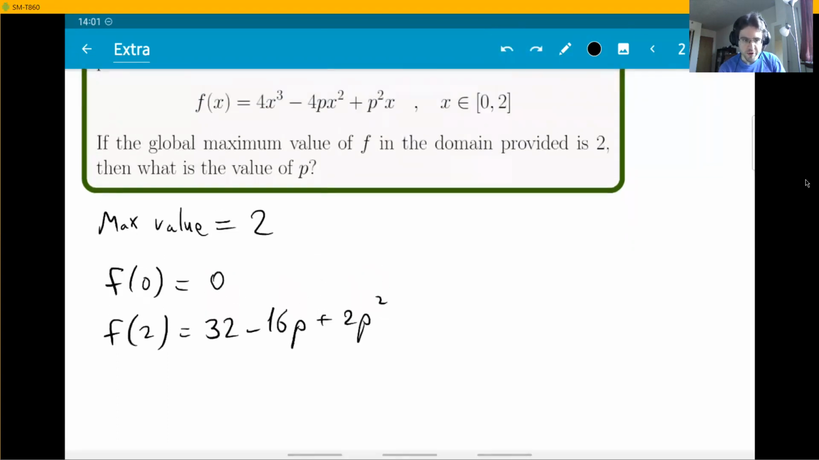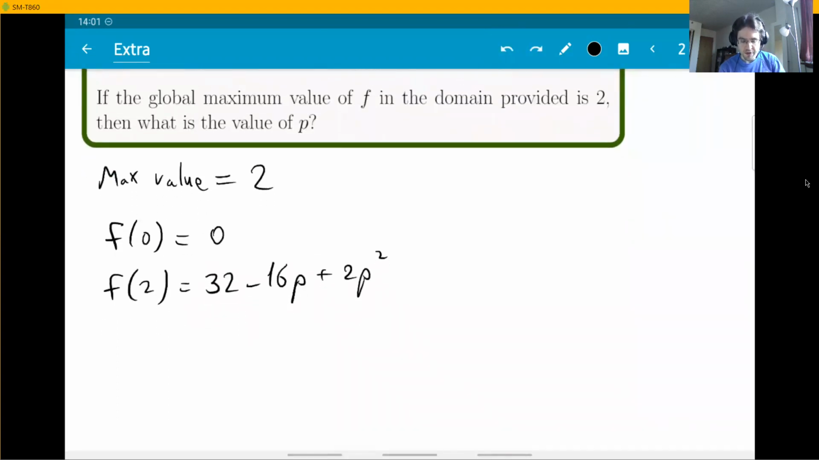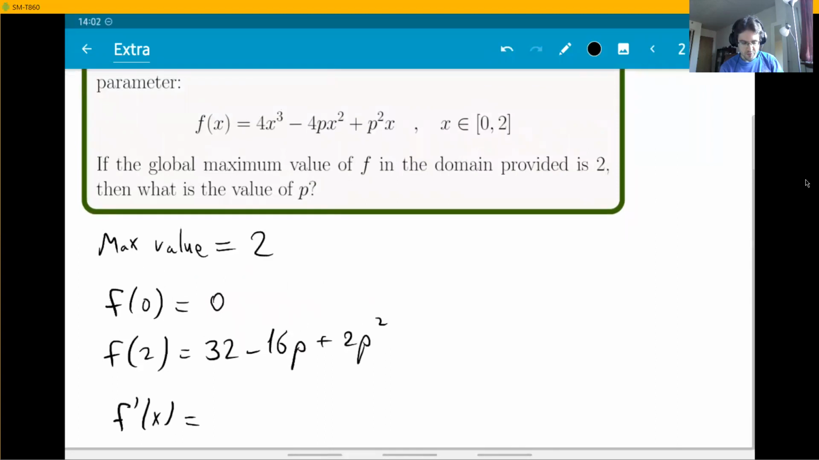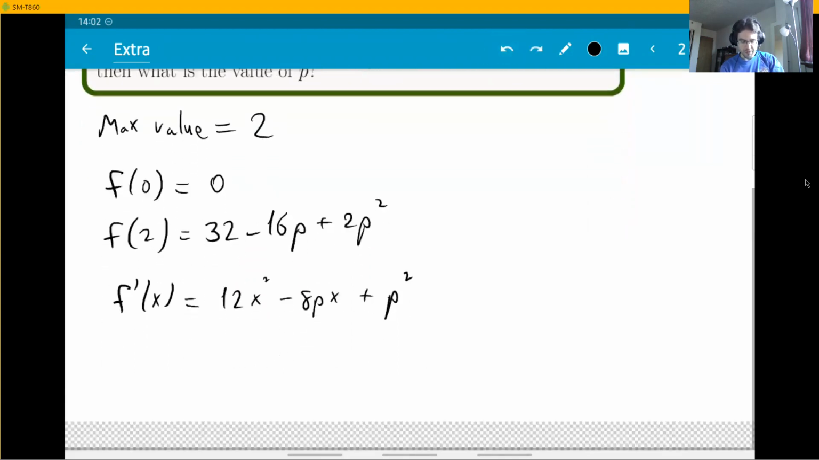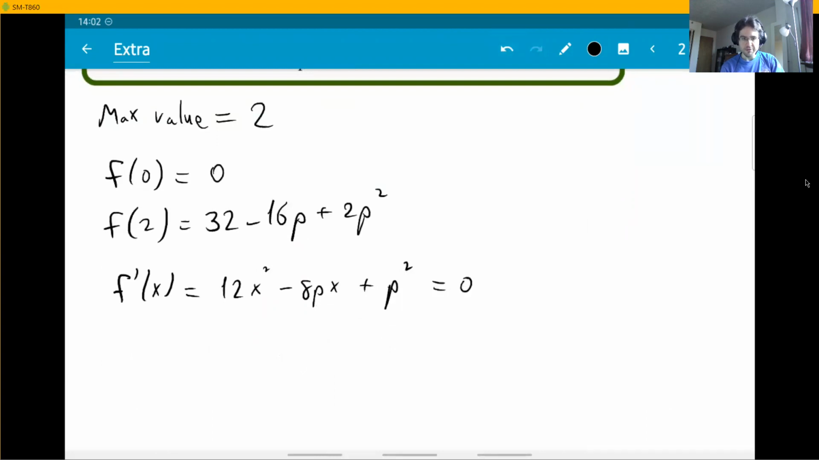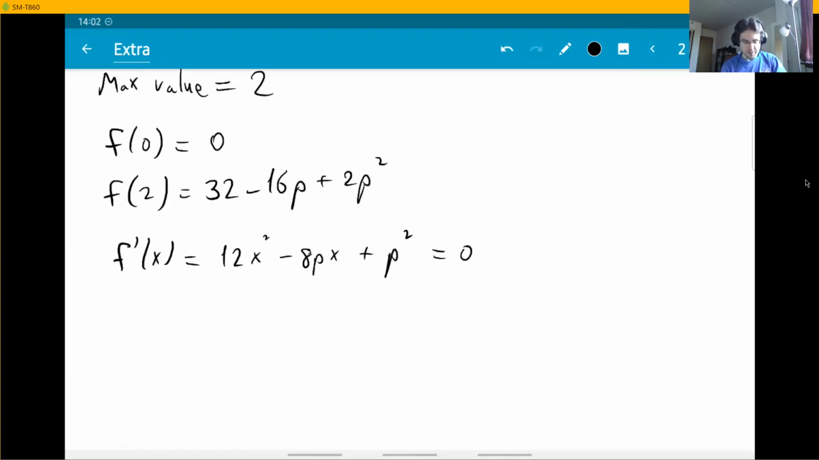So we have to keep working now to find all the candidates for the max value. What is f prime, in order to find critical points? f prime of x is 12x squared minus 8p times x plus p squared, looking at f and taking the derivative. If you're looking for critical points, you set this equal to 0 and solve. This is not easy to factor, so you probably want to use the quadratic formula.